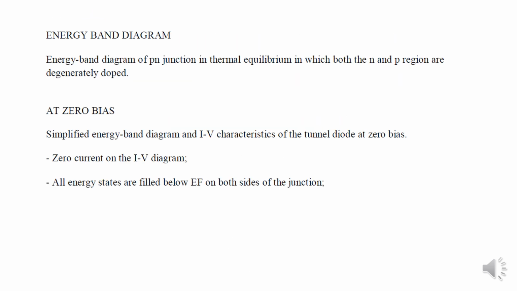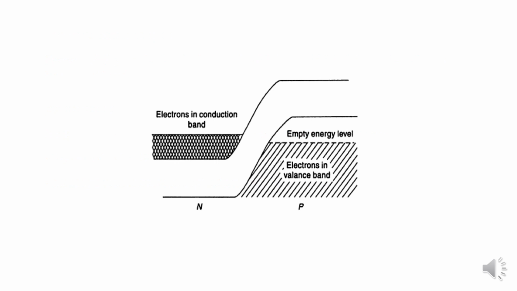Here we are seeing the energy band diagram of a PN junction. It is at thermal equilibrium, in which both the N and P regions are degenerately doped, at zero bias. These are the energy band diagram and VI characteristics of the tunneling diode at zero bias and zero current on the IV diagram, and all energy states are filled below EF on both sides of the junction.